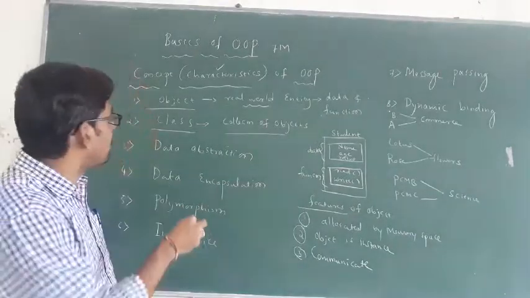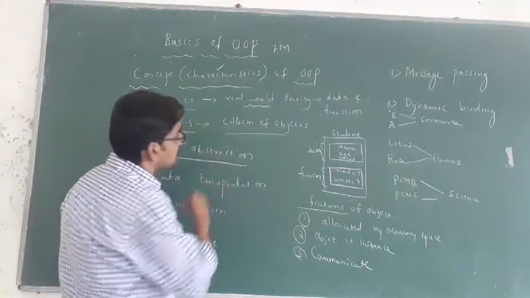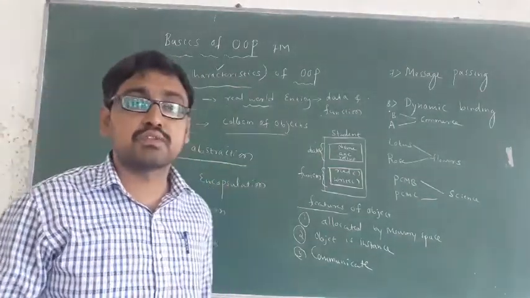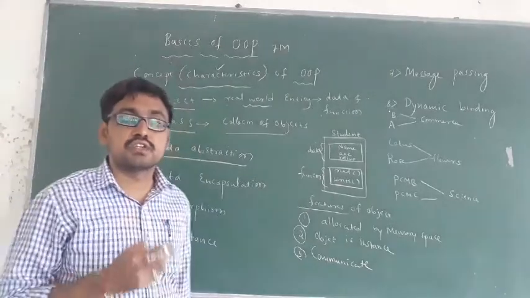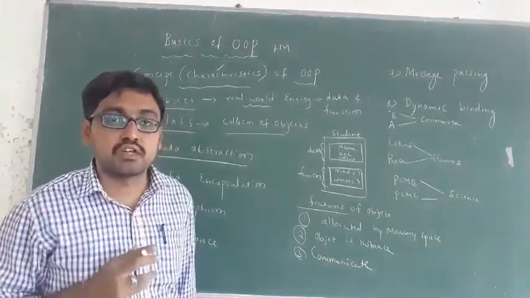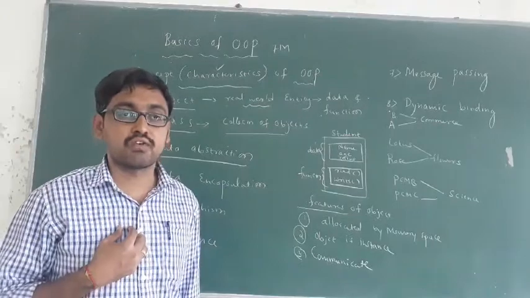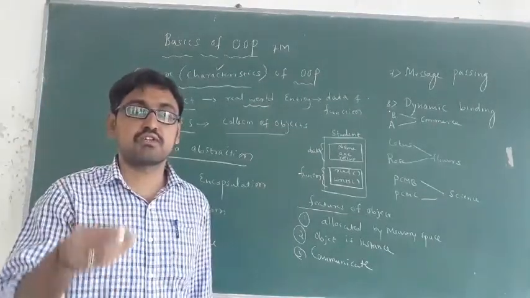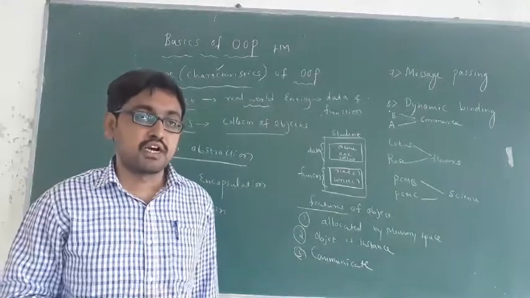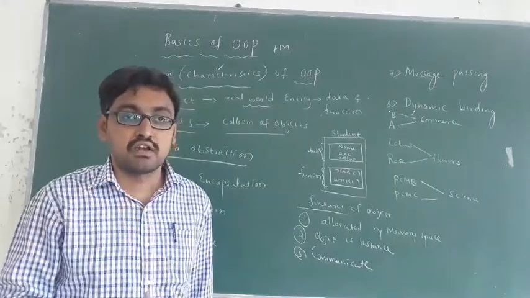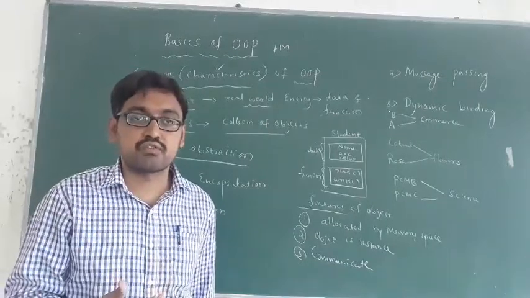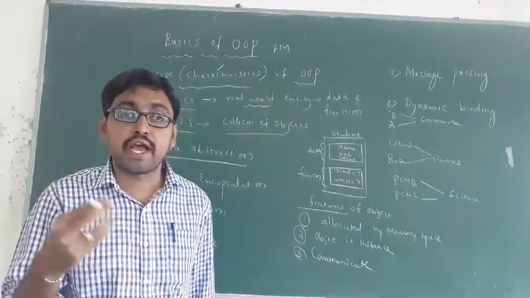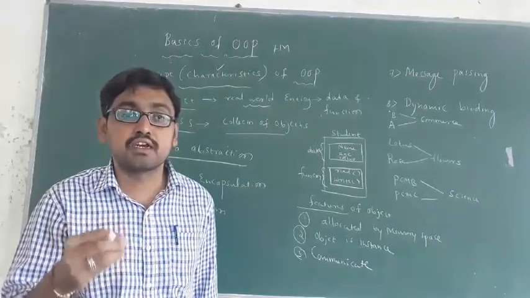Then the third one is data abstraction. What is data abstraction? Already you studied. It is a process of representing the essential features without including background detail. We don't know the background detail. For example, take MS Word software. You know how to use it, but how it was developed, you don't know, because these details are hidden. The background details are hidden by the company.